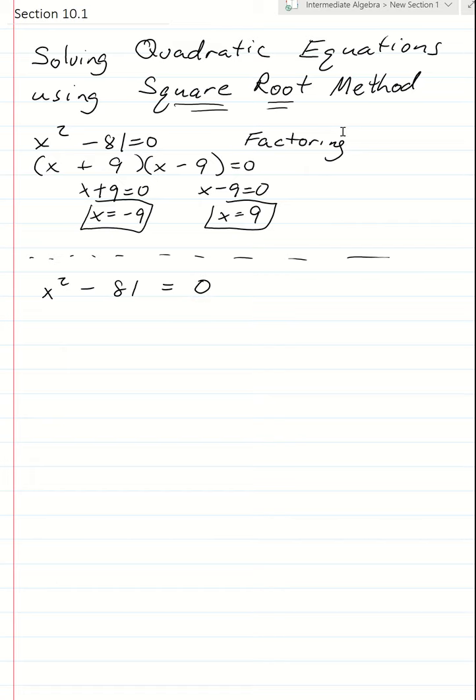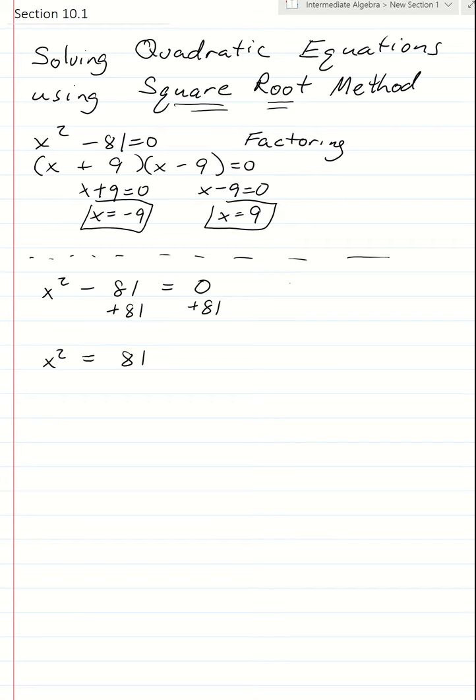Now, the square root method that we're going to be using here works because we have a squared quantity. Okay, here we have an x squared, that's a squared quantity, and we have this constant quantity of 81. And that's when we can use the square root method. And so what we're going to do is we're going to isolate, we're going to get the x squared alone. And to do that, I'm going to have to add the 81 on both sides. And now we would have x squared equals 81.